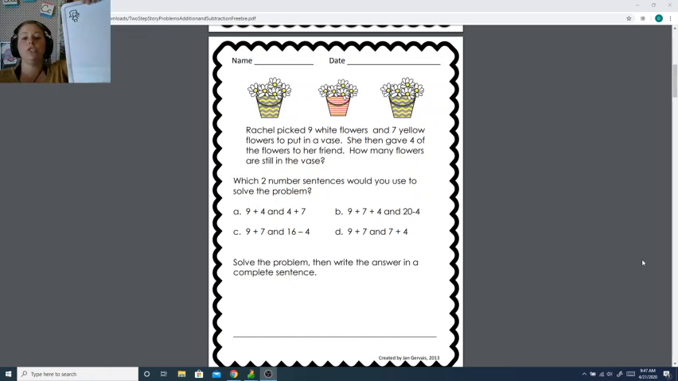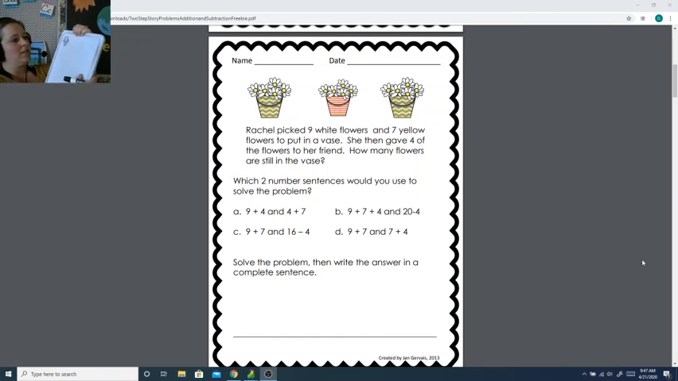Okay, so she picked 9 white flowers and 7 yellow flowers to put in a vase. So now, since we have so many flowers, I'm going to draw kind of a bigger vase. So Rachel here is going to stand in the background. Okay, so I've got my vase. Trying to draw it so it looks like a vase. There we go. We've got a little vase right there, okay?